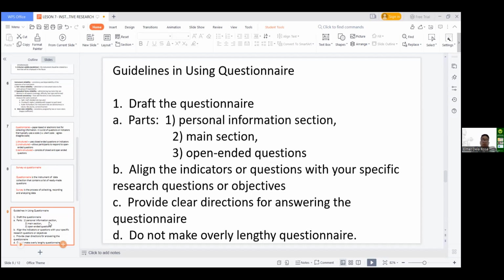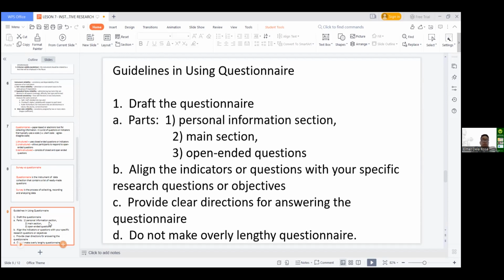Provide clear directions for answering the questionnaire. Do not just say, naiintindihan na nila yan, bibilugan nila yan. So kung walang nakalagay na bibilugan, they will not do such. So provide a paragraph or a short or a brief directions, no matter how simple it may seem to you as a researcher, but do not assume that everybody understands it, even without directions. So you have to provide clear directions for answering the questionnaire.